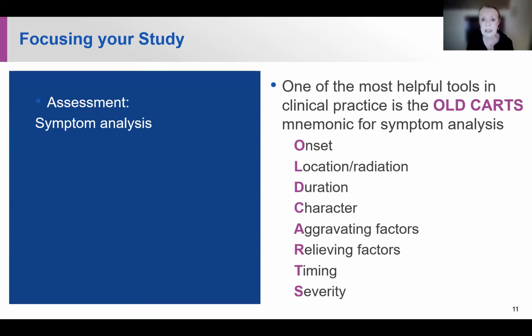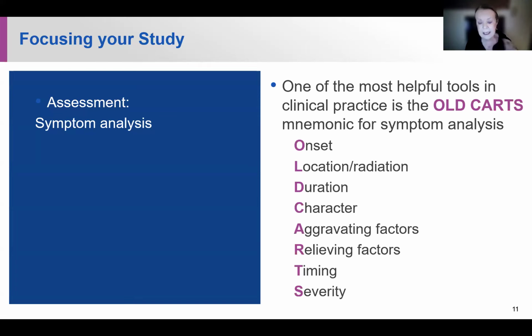Assessment, symptom analysis. If you do not have this, well, first of all, let me backtrack for a second. One of the most important tools in your toolkit as a clinician, and remember, you're now a diagnosing and prescribing clinician as a nurse practitioner. One of the most important tools in your toolkit is knowing how to do a really, really good symptom analysis. So here's an old CARTS mnemonic to remind you of the components.